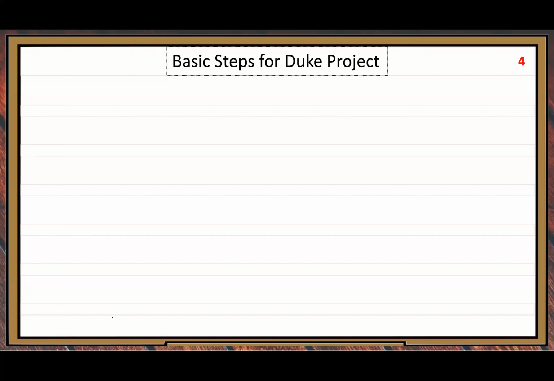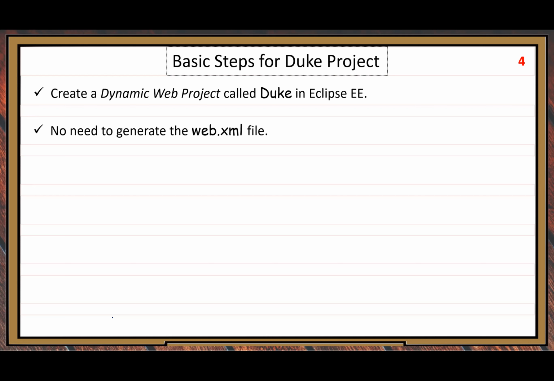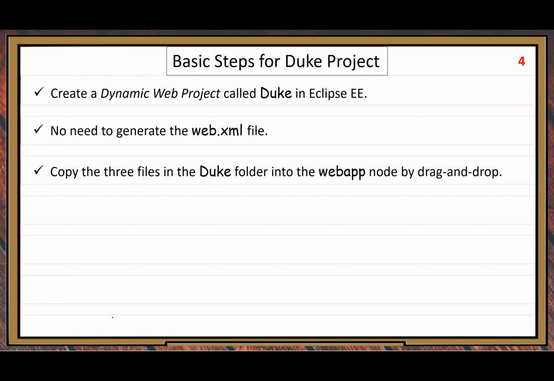Before I do that, let me just go over 3 basic steps. Pretty easy, 3 basic steps. The first step, create a dynamic web project called Duke in Eclipse EE. No need to generate the web.xml file. We use the default way, we do not need a web.xml file. Then copy the 3 files in the Duke folder into the web app node by drag and drop.